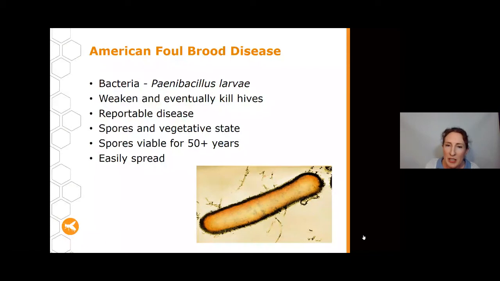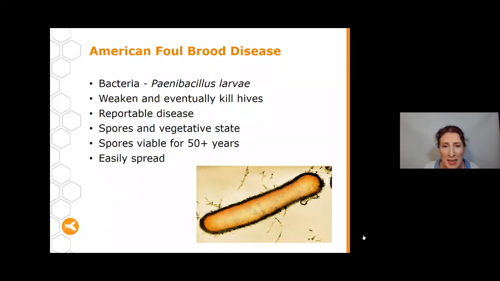American foulbrood is a bacterial disease, and it tends to weaken and almost always eventually kills your hive, unfortunately. It's a reportable disease, and as we talked about last week, that means that if you have it or you suspect you have it, you need to report it to the Department of Agriculture and Fisheries. Unlike EFB, it forms spores. So it lives in two different states, a vegetative state and a spore state. The vegetative state is when it's reproducing, and the spore stage is like a resting stage. When it's in that spore stage, it's very, very tough. So the spores remain viable for over 50 years.